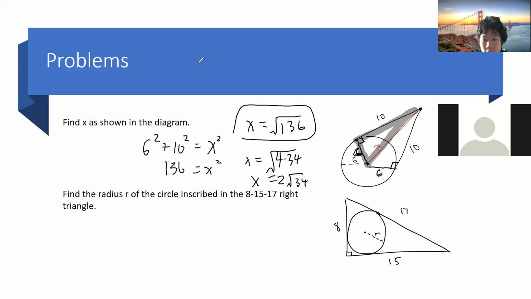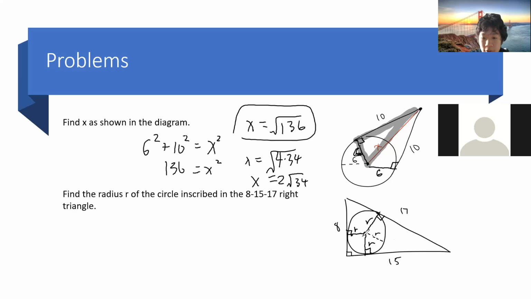Alright, so for the second one, we're going to want to do a very, very similar thing. We know that this circle is going to be tangent to all 3 sides of the triangle. So let's draw the radii that go in. We know that they're going to be perpendicular. This one also perpendicular. So now what does this tell us? Let's first label all the radii.